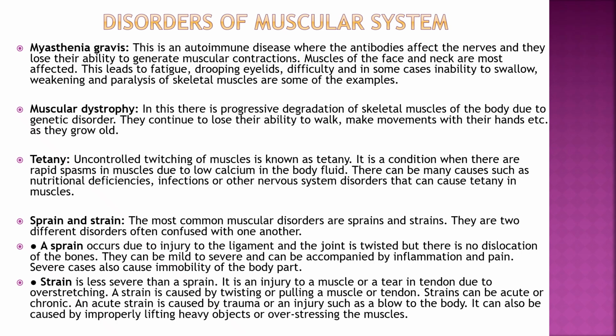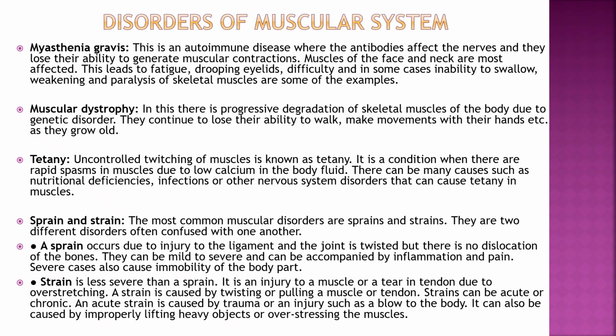There are two different disorders. A sprain occurs due to injury to the ligament when the joint is twisted, but there is no dislocation of the bones. They can be mild to severe and can be accompanied by inflammation and pain. Severe cases also cause immobility of the body.